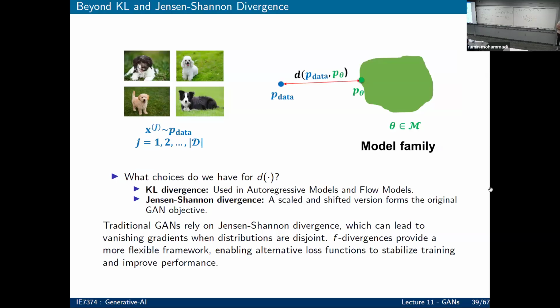Now, we talked about the KL divergence concept, and we also introduced the Jensen-Shannon divergence, which is a scaled and shifted version of the KL divergence. But what we want to do here is, instead of using KL divergence or Jensen-Shannon divergence, introduce a new type of divergence. Why? Because of the Jensen-Shannon divergence.